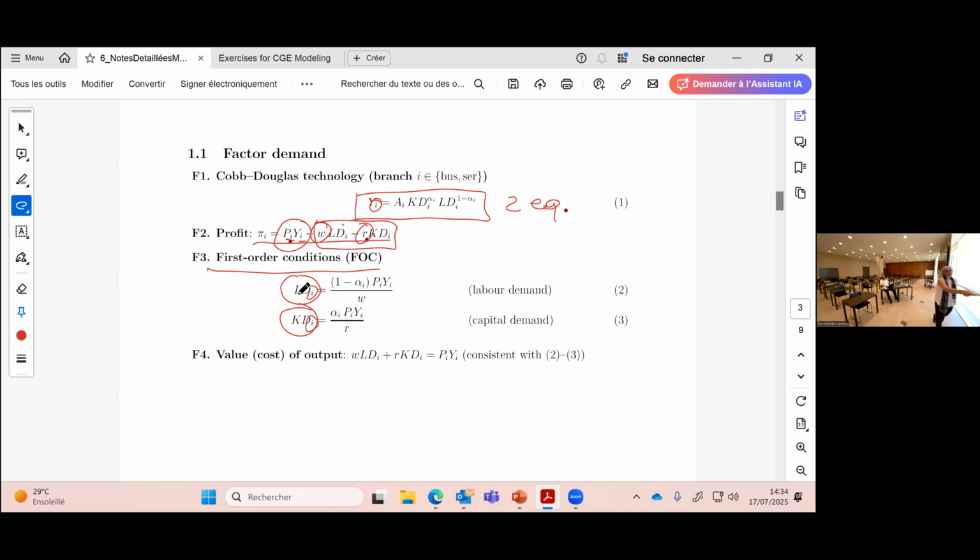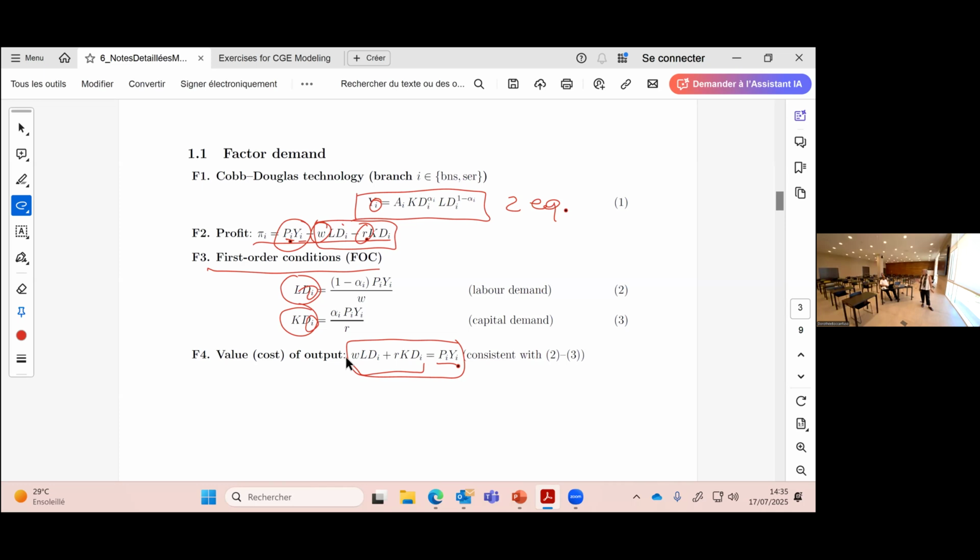Okay, then I think that yesterday we sufficiently explained the demand, the form of demand, and I pass on that. But you remember that it's the solution of the maximization program of the profit. And this equation is also important. The consistency of the model implies that the revenue of the production, P_i Y_i, equals the value of the cost of this production.